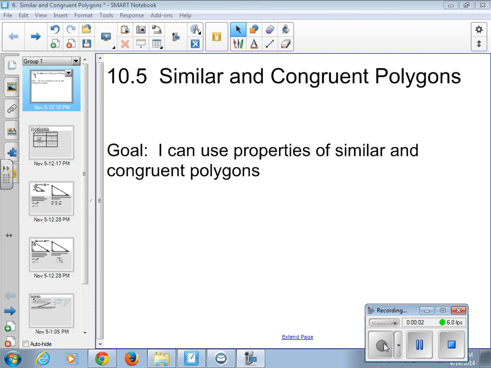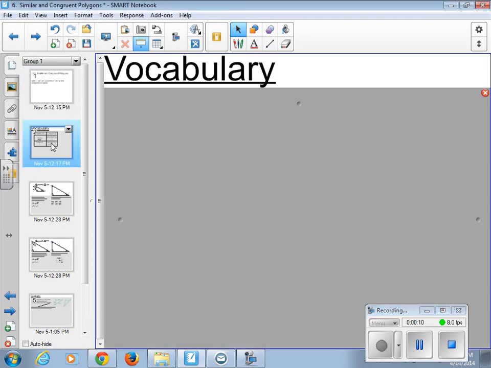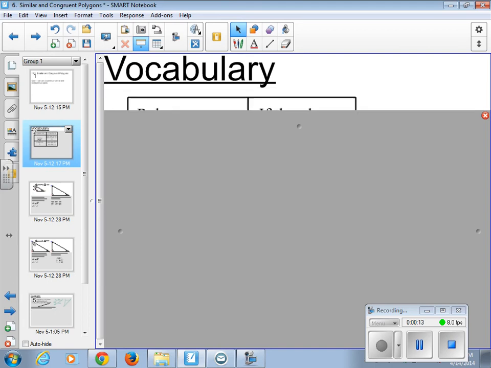Today we're in section 10.5, looking at similar and congruent polygons. Our goal is to use properties of similar and congruent polygons. We start with some vocabulary.